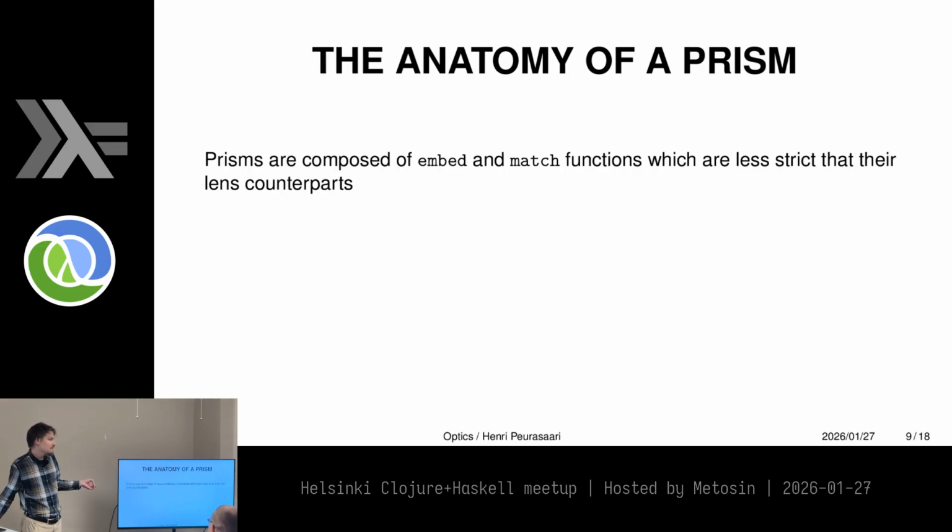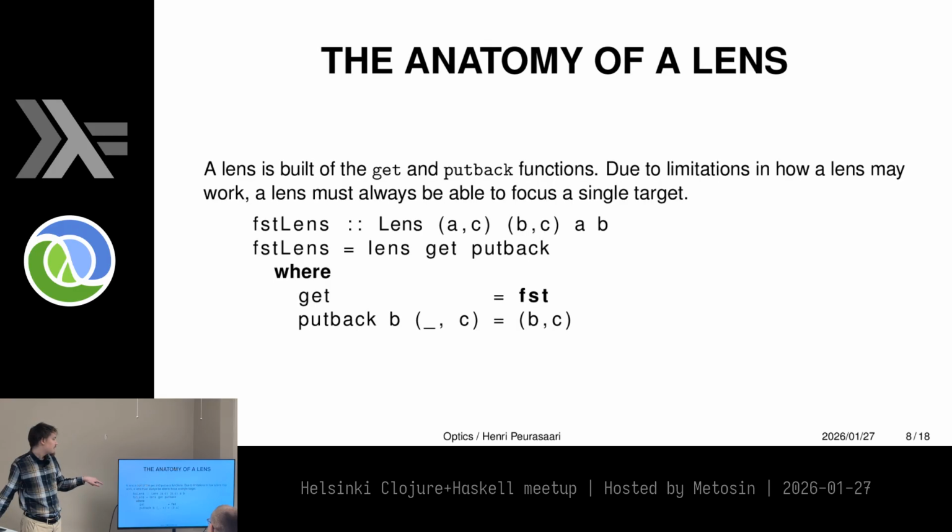The prism, though. Yes? Sorry, can I ask, what's the type of first in the previous slide? Or the type of get? The get is of the type, here it is, from (a, c) to a, as a native library function in Haskell. I could have also done it by putting the a and underscore here and equals a, but I opted for the library function in this case.